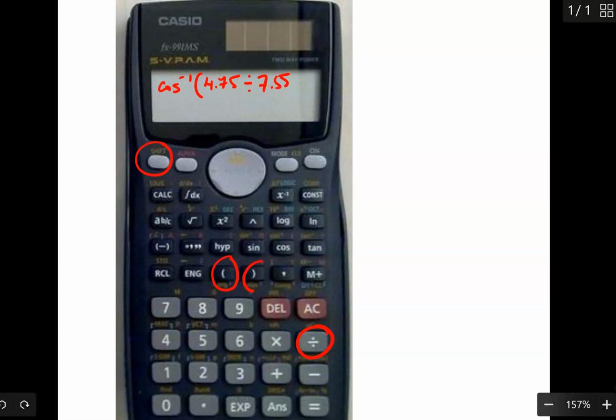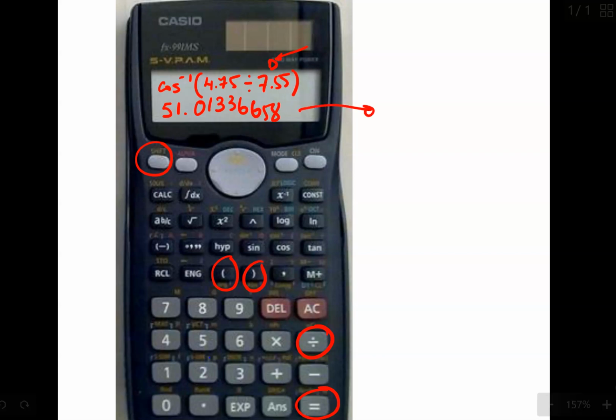Okay, make sure you close the bracket and press the equal sign. The answer on the calculator gives me 51.013366658. Again, make sure that we work with degrees. So in this case, I should have the answer rounded to 3 significant digits as 51.013. So you take a look at that one.